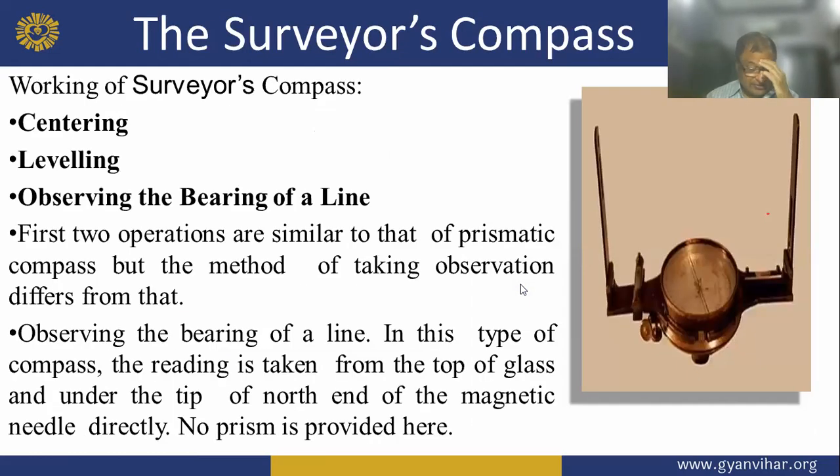Now the surveyor compass. Working of the surveyor compass: first centering, leveling, and observing the bearing of a line. The first two operations are similar to those of the prismatic compass, but the method of taking the observation differs. Observing the bearing of a line in this type of compass, the reading is taken from the top of the glass.